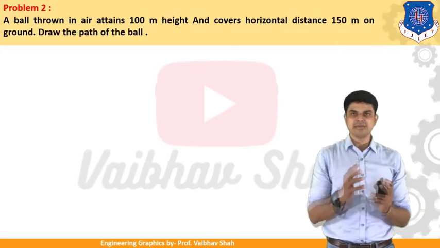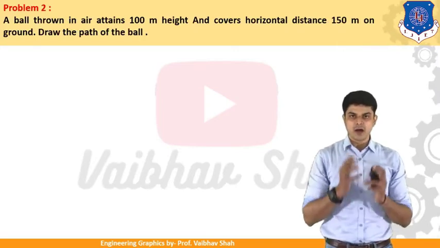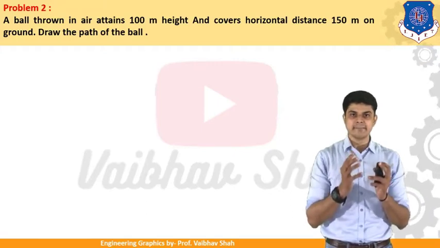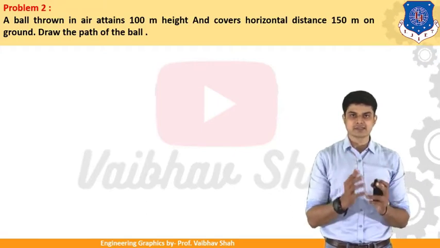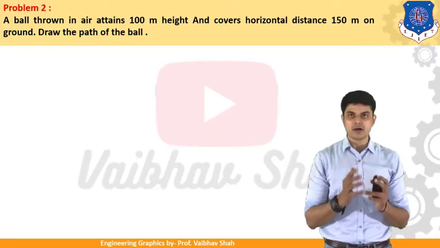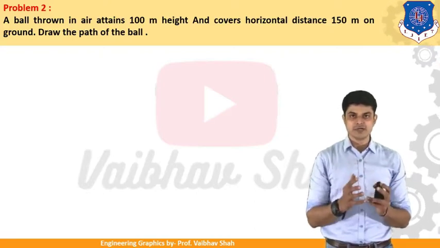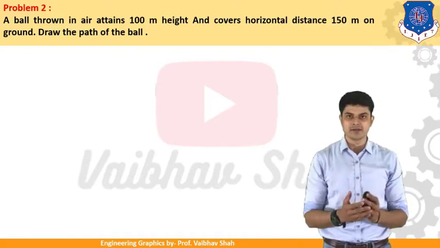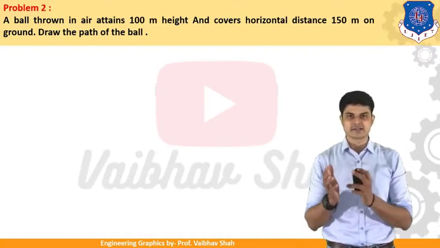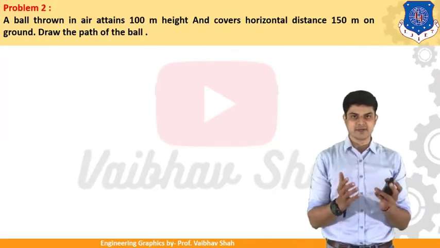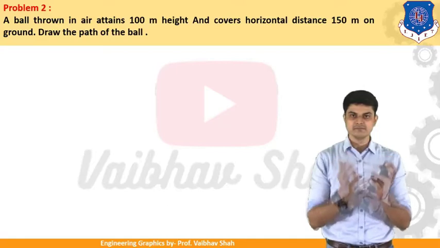We'll have problem number 2. A ball thrown in the air attains 100 meter height and covers a horizontal distance of 150 meter on ground. Draw the path of the ball. So here is a practical example. You are on the ground and you are throwing a ball which attains a certain height and a certain distance. So which kind of curve is generated? Right, so it is a parabolic trajectory that is generated.